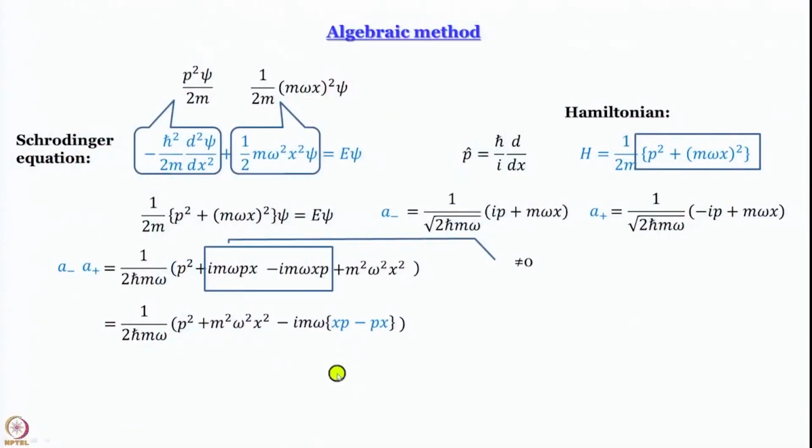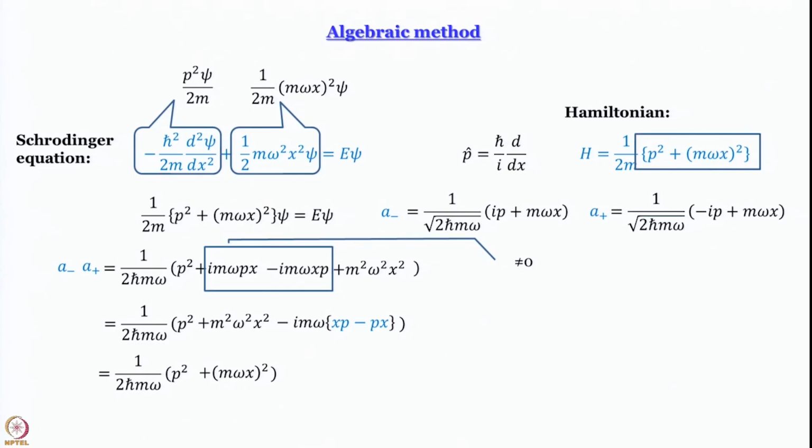But let us write this. Minus I m omega is common. Of course, you could have taken plus I m omega common as well, but this is how Griffith has done it, so I want to stick to it. Minus I m omega is common and you are left with x p minus p x. Now, x p minus p x for operators is called a commutator. Okay? We will come back to that.